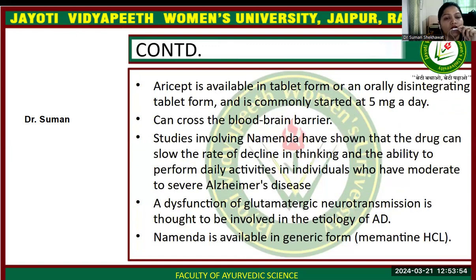If we are talking about Aricept, it is available in tablet form or an orally disintegrating tablet form and is commonly started at 5 mg a day, can cross the blood-brain barrier. Studies involving Namenda have shown that the drug can slow the rate of decline in thinking and ability to perform daily activities in individuals who have moderate to severe Alzheimer's disease.